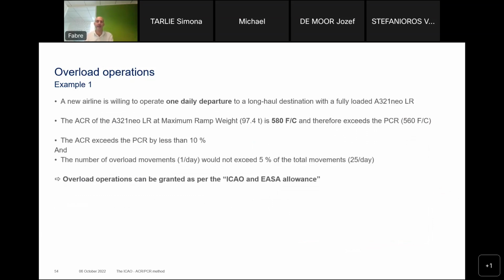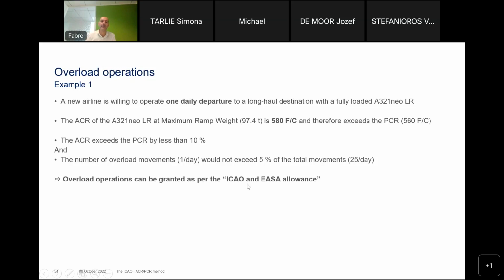So it is proposed on these pavement structures to operate one daily departure of a long haul destination with a fully loaded FW21 NEO long range. The ACR of this aircraft at its maximum ramp weight is about 580 flexible C, and therefore it exceeds the reported PCR. But the ACR exceeds the PCR by less than 10%, and the number of overload movements, which is one per day, is not exceeding 5% of the total movements, which was an average of 25 movements per day. So in that case, the overload operation can be granted by the airport as per the ICAO and EASA allowance. There is no need to perform a technical analysis. You are within the ICAO 10% allowance.